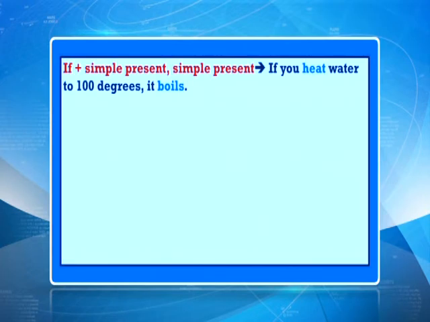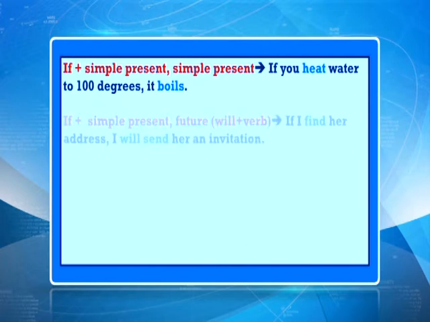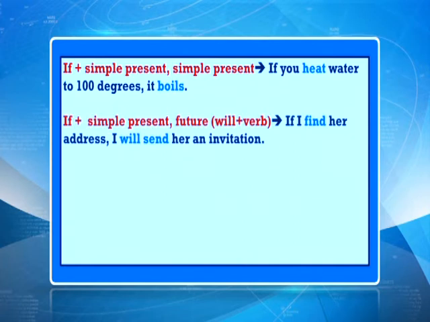We use conditional sentences to express different ideas. For example, when we want to express a general truth or a scientific fact, we use if followed by simple present, and in the second part of the sentence the verb should be in the present simple. Okay? For example, we say, if you heat water to 100 degrees Celsius, then it boils. If is followed by the simple present, and in the second part of the sentence we use future, which means will followed by a verb. For example, we say, if I find her address, I will send her an invitation.